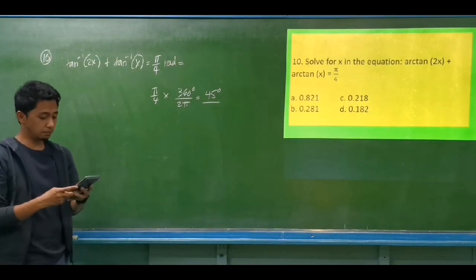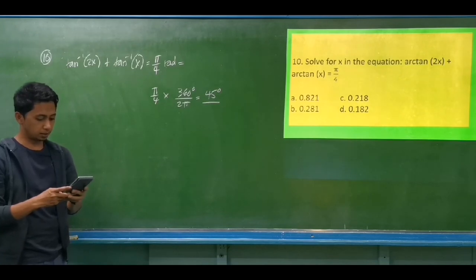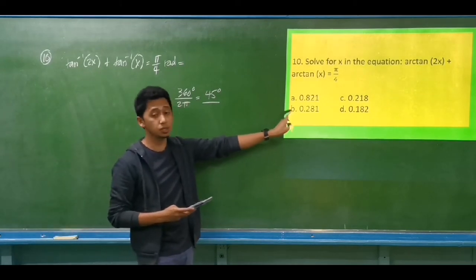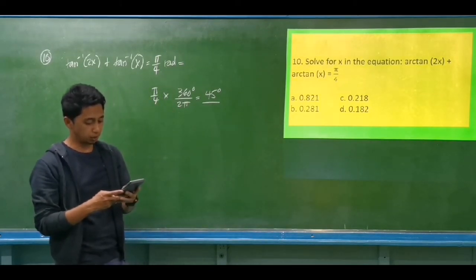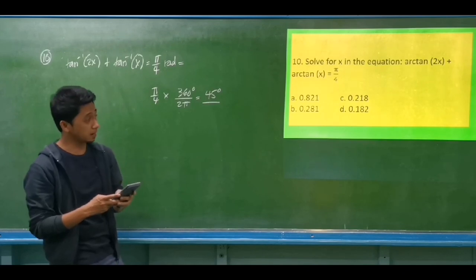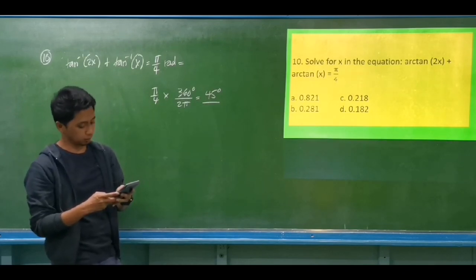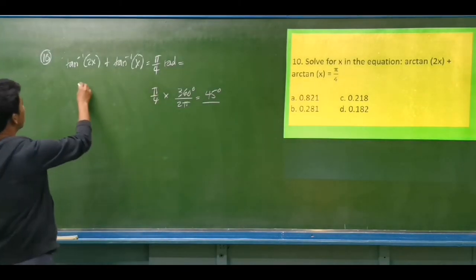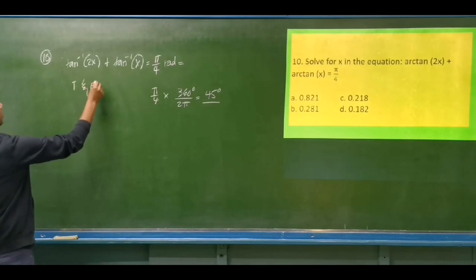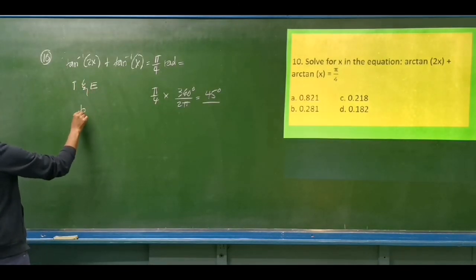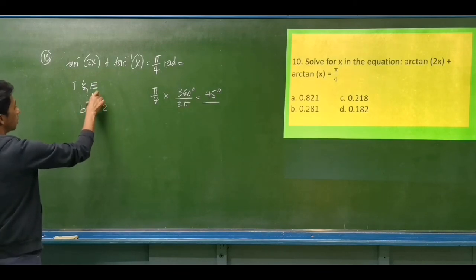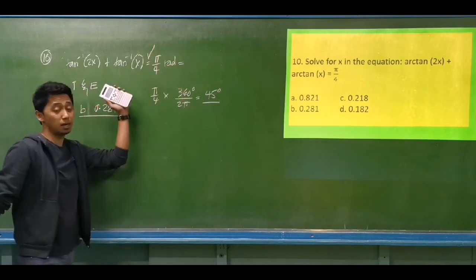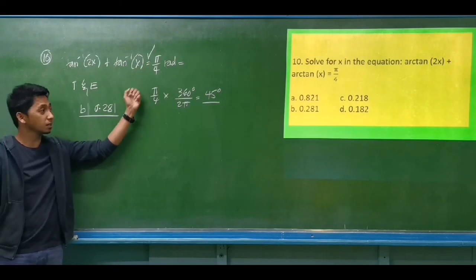So, mali. Letter B kaya, 0.281. Ang lalabas is 45.03. Closest value so far. Okay, so pwede siya yung sagot. About letter C, 0.218. 35? No. Letter D, 0.182. 30 degrees. So, hindi. So, by trial and error, yung sagot natin dyan is si letter B, 0.281. So, magta-trial and error tayo kapag may equal sign, kapag may equation. Okay? Yun lang naman yung gagawin.